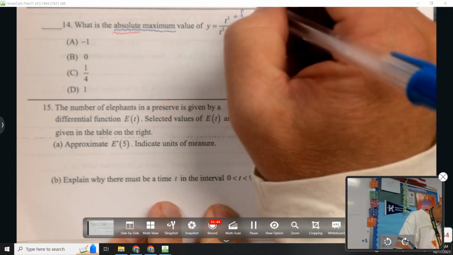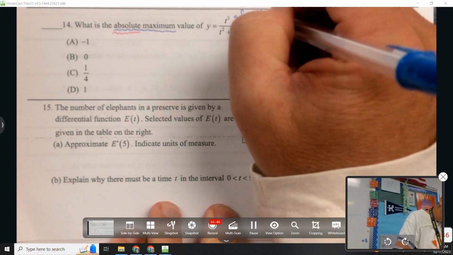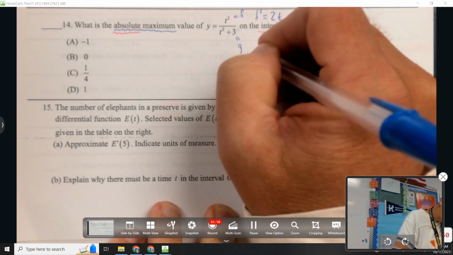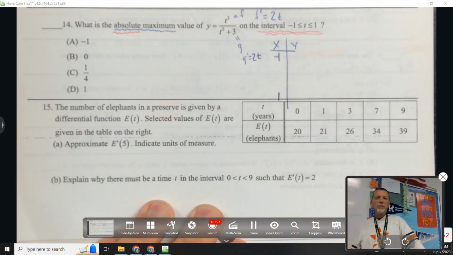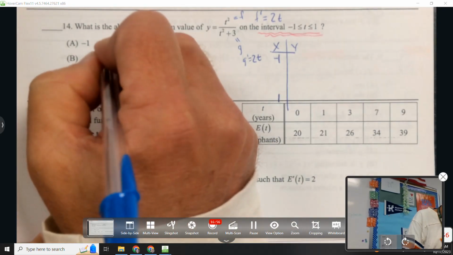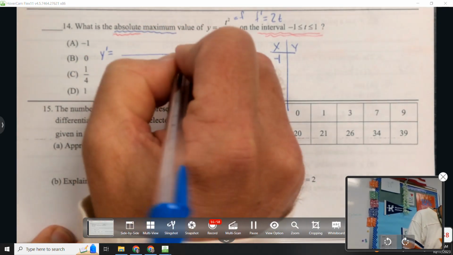Quotient rule. Derivative of the top, derivative of the bottom are the same, so might make things work out nicely for us.